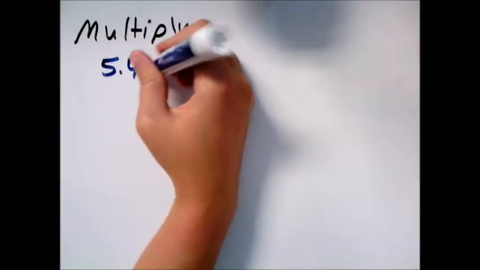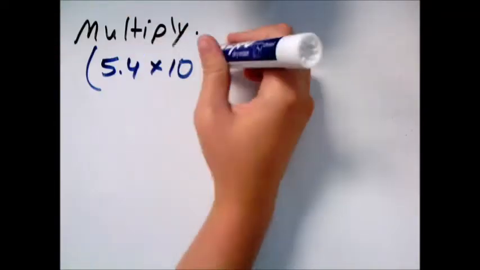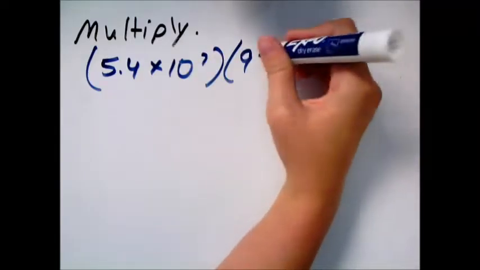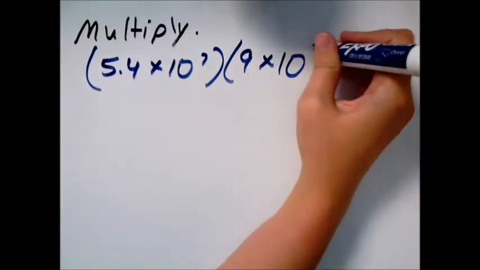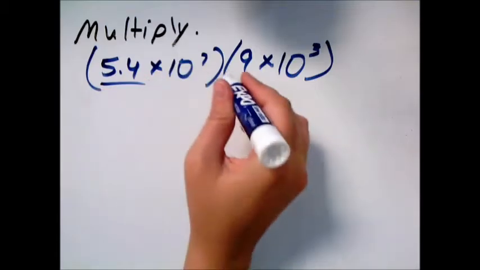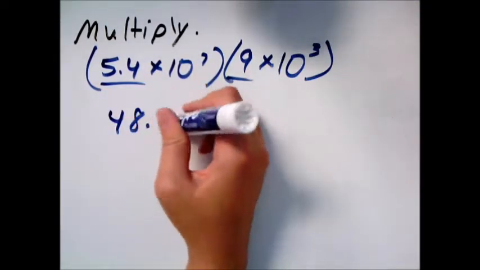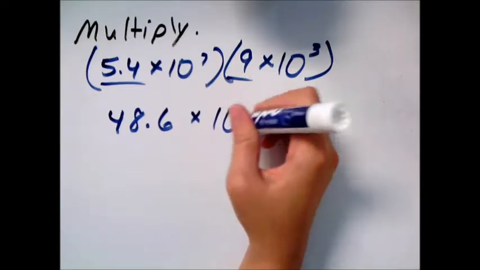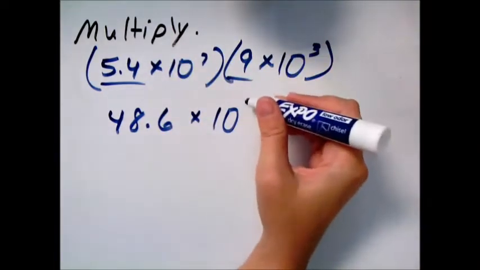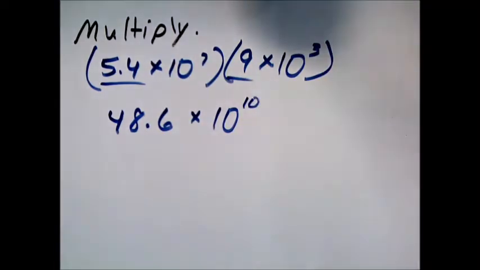So 5.4 times 10 to the 7th times 9 times 10 to the 3rd. So we're doing 5.4 times 9 for our front numbers, so we get 48.6 times 10 to the 7 and 3. If we wrote them all out, that makes it 10 to the 10th.